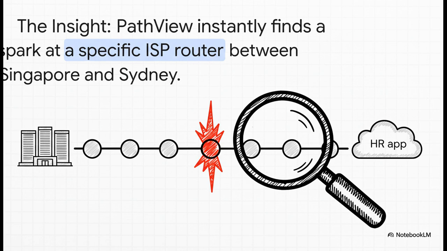You just run a PathView test from the Singapore monitoring point straight to the HR application. And boom, there it is, clear as day on the dashboard. A massive latency spike at one specific router. And you can see it belongs to an ISP somewhere between Singapore and Sydney. You've just found the needle in the haystack.